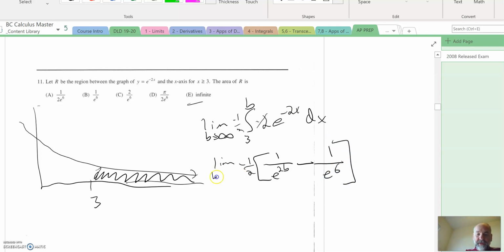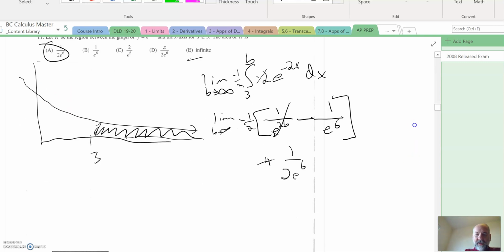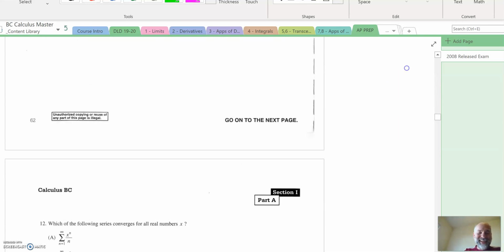And it's a limit as b goes to infinity, so that's going to become 0. That goes away, so this thing converges. And so that's gone. So now it's just negative 1/2 times negative, that's positive. I like that. And so it's 1 over 2e to the 6th. There it is. Sweet.